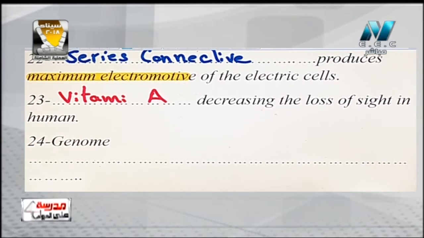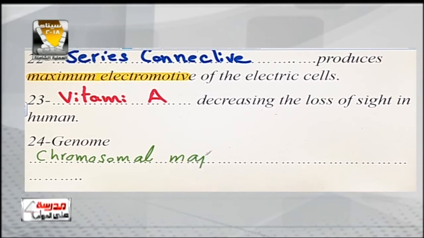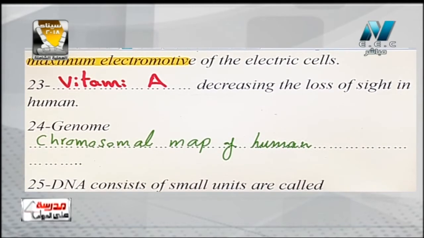Next question is genome. Now let's take the definition of genome. What does the word genome mean? Genome is the chromosomal map of the human. We have about 3 billion genes in this genome.